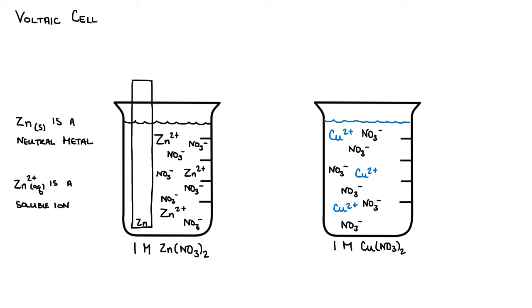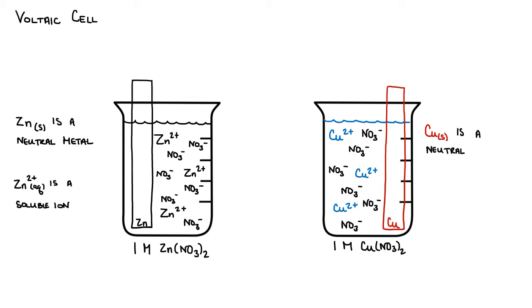So zinc solid is a neutral metal, zinc 2 plus is a soluble ion. In the right-hand beaker, I'm going to draw a long, thin strip of copper metal. Now copper is usually kind of a brownish color, but I'll use this sort of dark red to represent copper. So this is copper. Now copper in solid form is kind of like that brownish color. It's shiny, and it's a neutral metal.